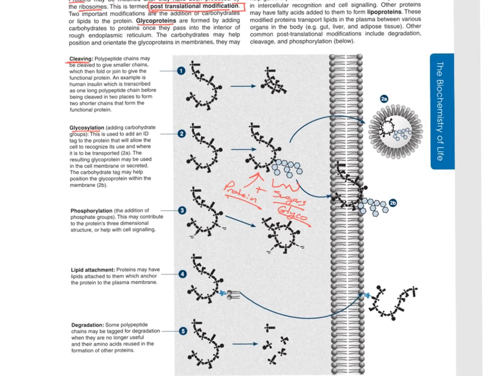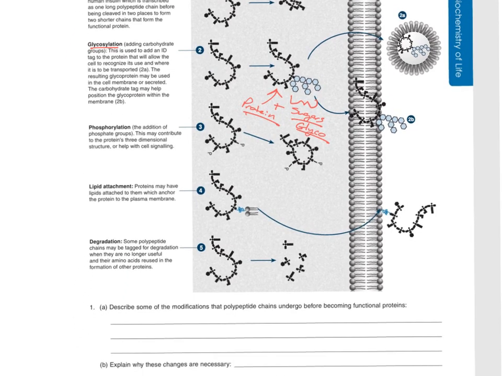You can do phosphorylation. What does phosphorylation mean? What are you adding to it? Phosphorus. Phosphate, right? Phosphate groups. That's phosphorus with oxygen. You can attach a lipid to it. Look at it. You can attach a lipid to it, which will allow you to put it into the membrane. That's a lipid, by the way. To what? To the protein.